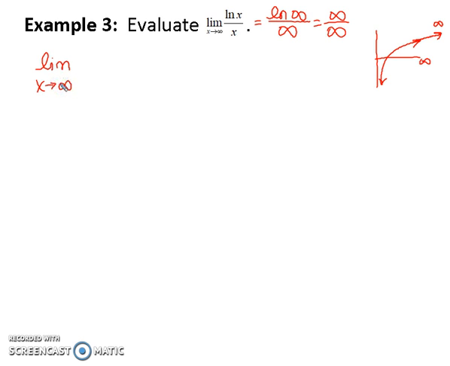So the derivative of the numerator, natural log of x, is 1 over x, and then the derivative of x is 1. So when I substitute, I get 1 over infinity over 1. Hopefully you remember that 1 over infinity is 0, because the larger the denominator gets, the smaller the fraction value gets. And so our answer, it's not equal to 1 like you may have thought. It's equal to 0.